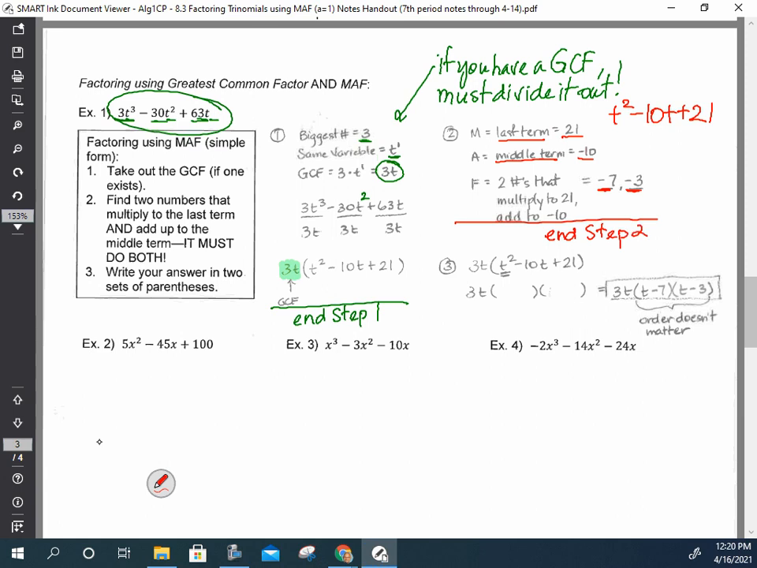So step 3 is writing out the answer. The 3t that we didn't touch stays. You open up some parentheses. T squared goes in the front, and the two numbers go behind it. So there's your answer.